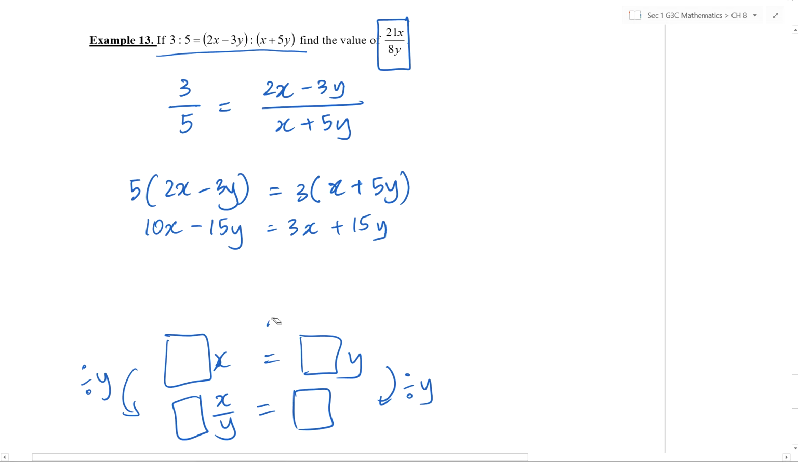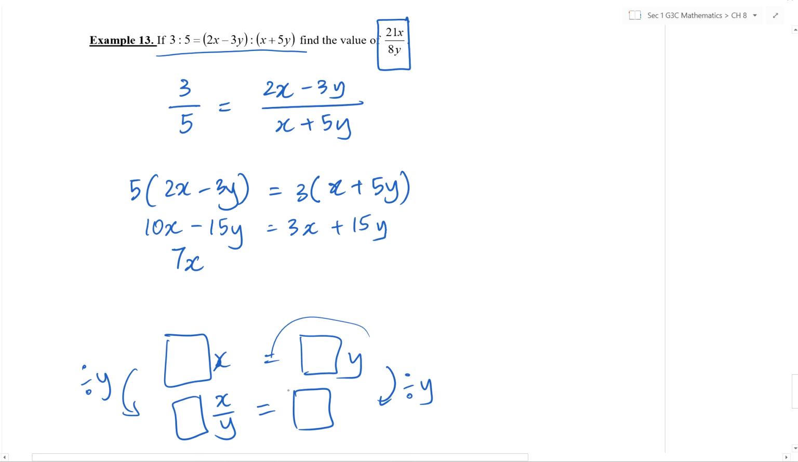Now, as mentioned, group all the x terms together. Should we put the x on the left hand side? Yeah, sure, let's do that. We subtract 3x on both sides. So you obtain 7x. Alright? Now we have 7x. Do you want all the y to be on the left hand side or on the right hand side?